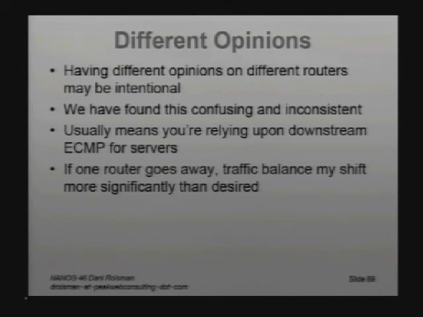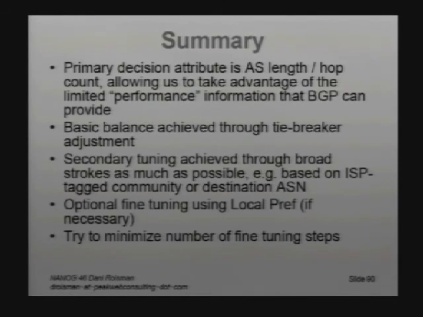So the problem with having different opinions, like I was saying, is it may be intentional, but I found this confusing. It's inconsistent. It usually means you're applying equal-cost multipath somewhere downstream, maybe in your distribution or core layer down from your servers. And if one router goes away, you're going to find your traffic balance may shift in a way that you didn't expect and that you actually don't desire. It makes your life hard during maintenance windows or outage periods.